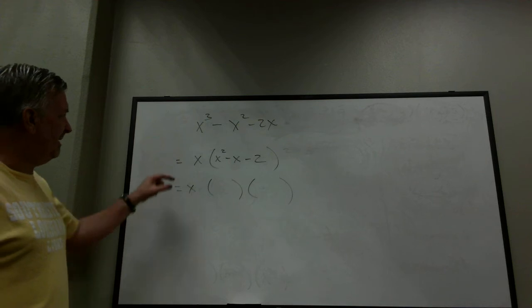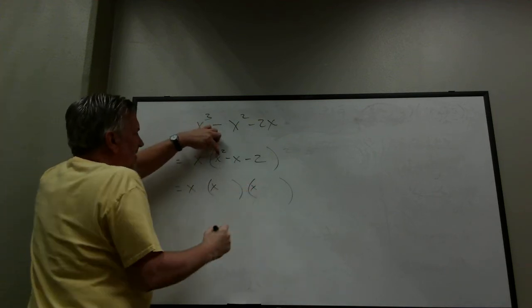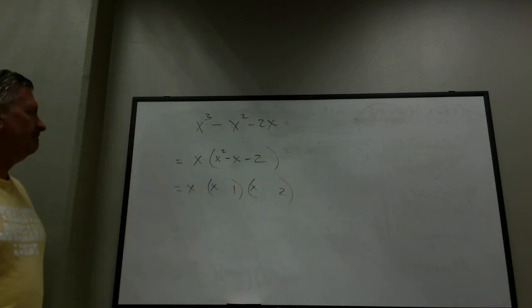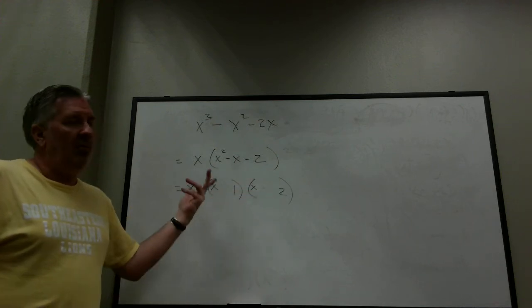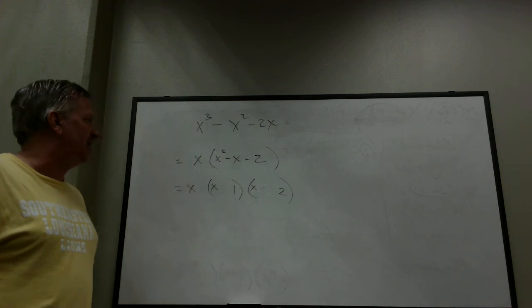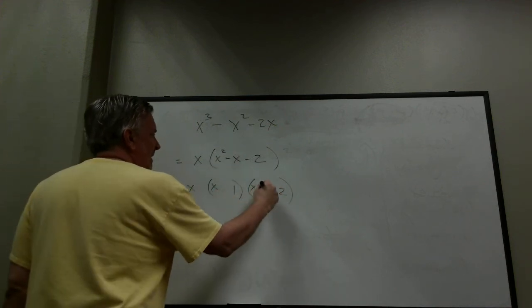Well, this one should be easy if it does factor, because if the factors of x squared are x and x, 2 is prime, so the only factors are 2 and 1. And to get a negative 2 here, one of these is a plus, and one of these is a minus, so there's only 2 possibilities, either plus minus or minus plus. And the answer has to be negative, so I need a negative on the larger, so I need the negative here and the plus here.